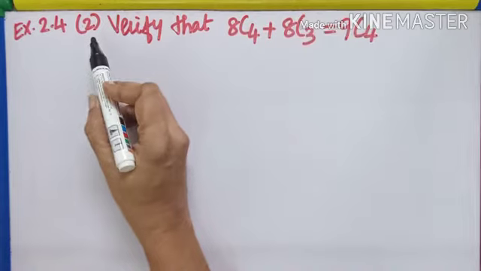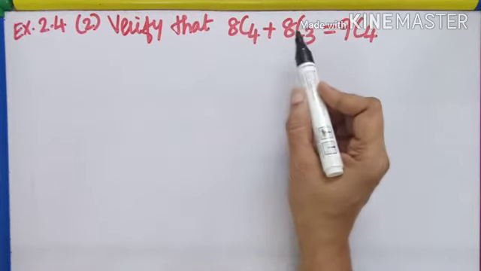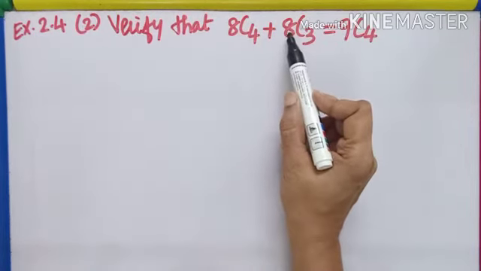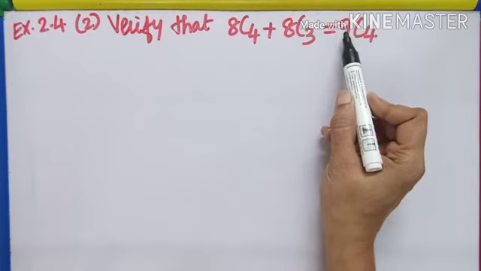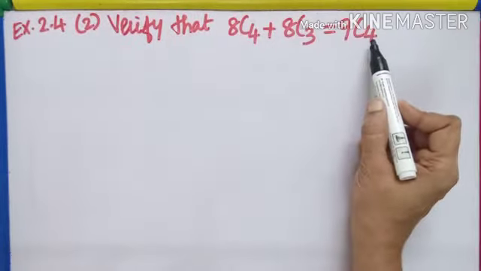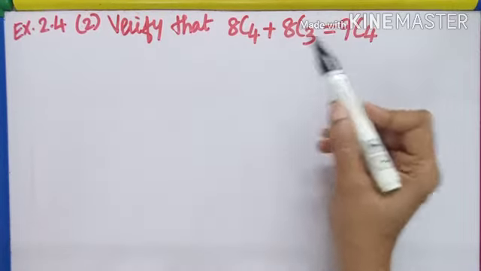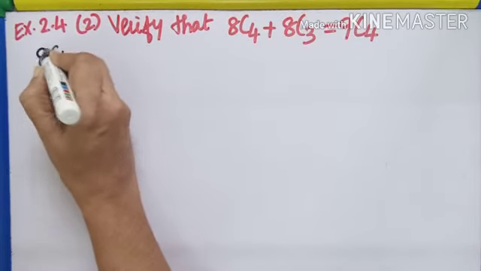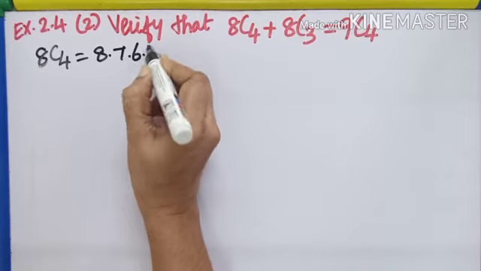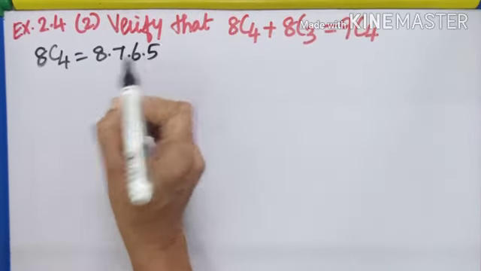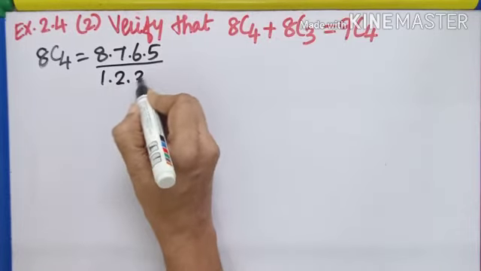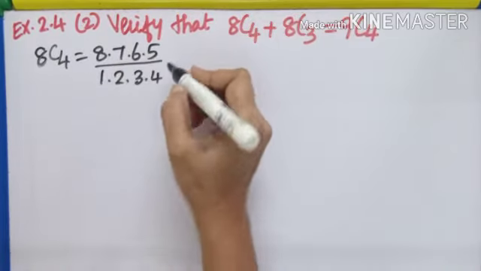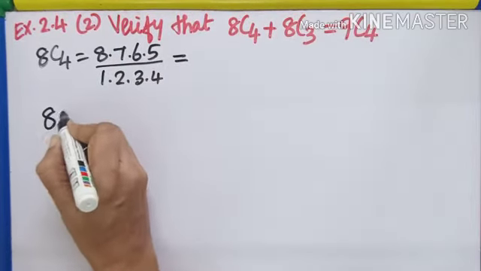Exercise 2.4, question number 2. Verify that 8C4 plus 8C3 equals 9C4. Remember the property: 8 comes, right hand side will be 8 plus 1. 3 and 4 are coming, the bigger number will come. So it is by the property, but we are going to verify that. What is 8C4? 8C4 meaning 8, 7, 6, 5. When there are 4, write 4 numbers divided by 1, 2, 3, 4. 8C4 meaning 8, 7, 6, 5 by 1, 2, 3, 4. Simplify and write the answer.